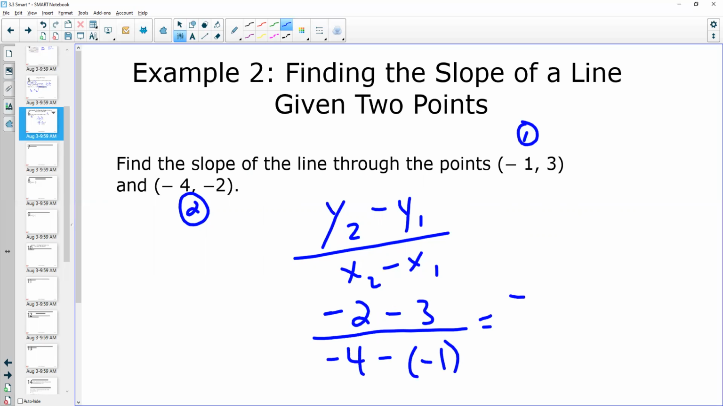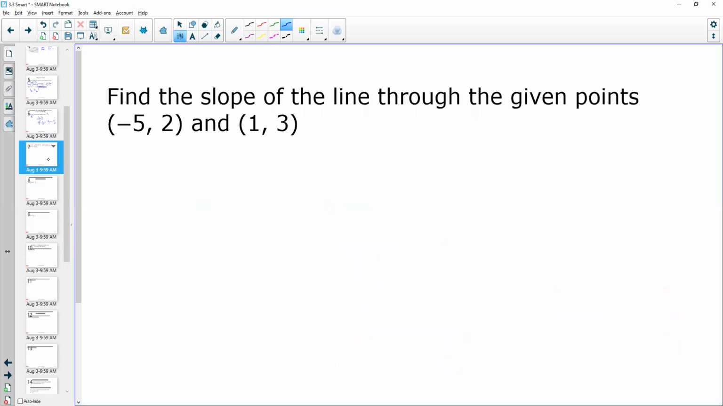On the top, we're going to get negative 5. On the bottom, negative 4 minus negative 1, that's plus, so it's negative 3. So negative 5 over negative 3 is the same as 5 over 3. So the slope here is 5 up for every 3 over. And that's how we think about them. You pause and try this one.